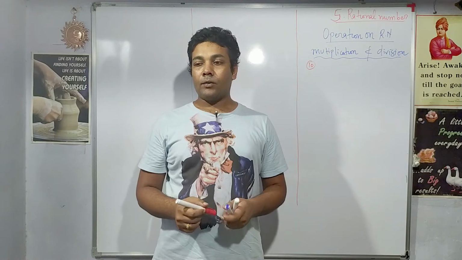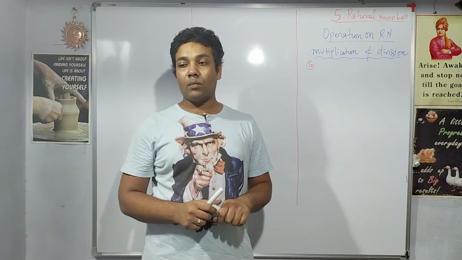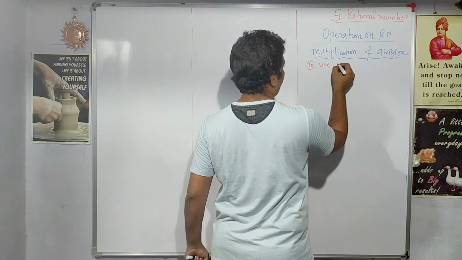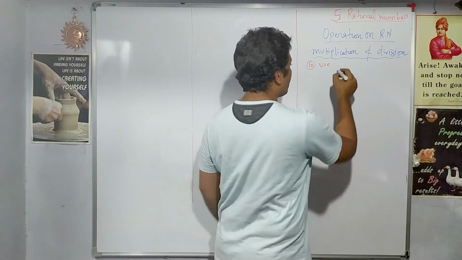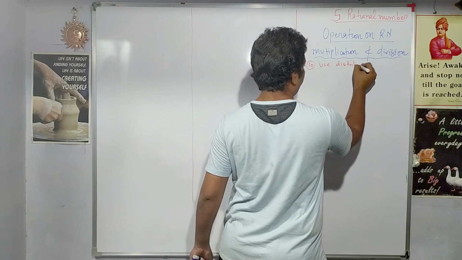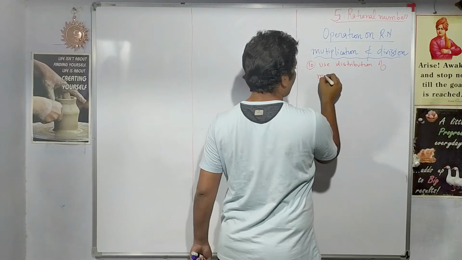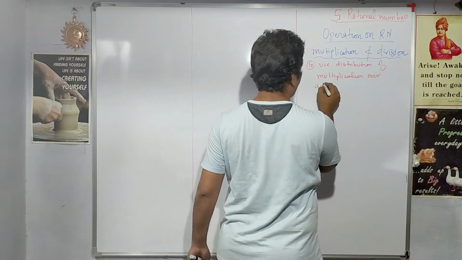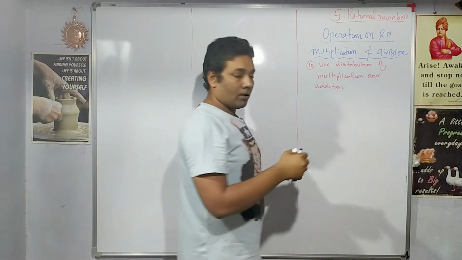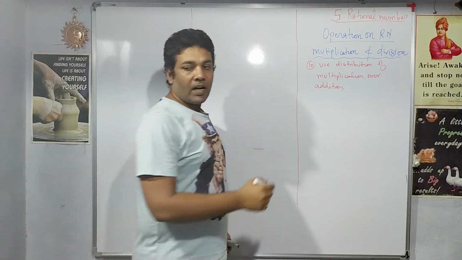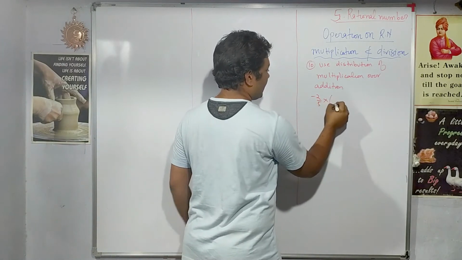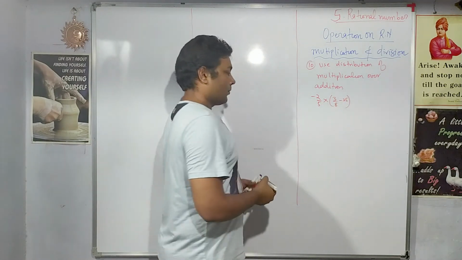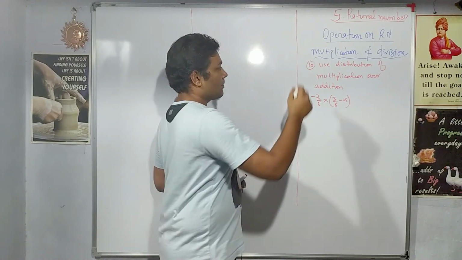Then next we have 10th question, that is use distributive property of multiplication over addition. So use distribution of multiplication over addition, and the question is minus 2 by 5 multiplied by 3 by 8 minus 25. So we'll use this property.